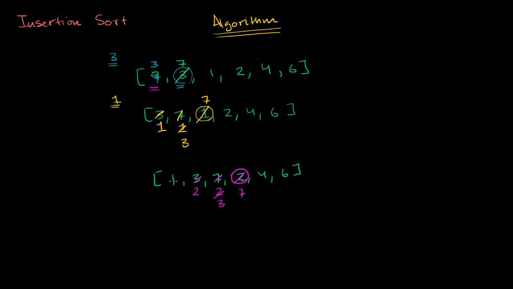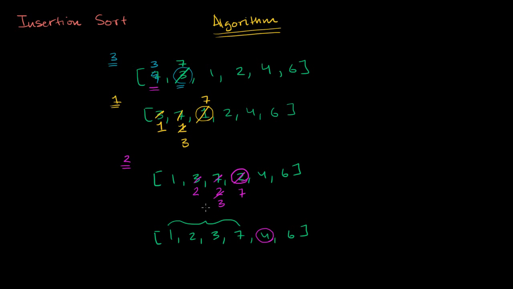Then compare 2 to 1. Is 2 less than 1? No, it is not less than 1. So we don't have to do anything else. We don't have to keep going to the left. And so now after this pass, where we were comparing this 2 item to everything before that, our list looks like 1, 2, 3, 7, 4, 6. And notice everything up to and including the third item, so 0th, 1, 2, third item, is now sorted. And now we're ready to look at the next element in the list.